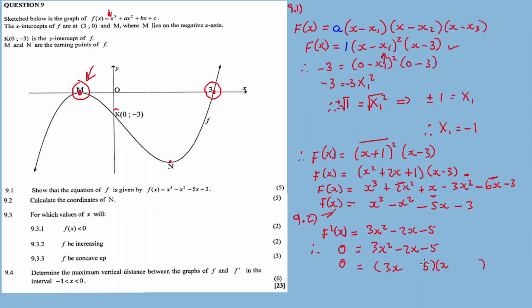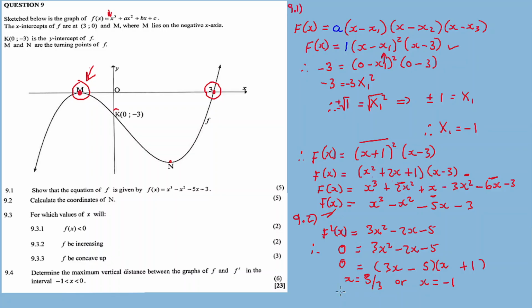So 5 and minus... plus 1. So therefore x is equal to positive 5 over 3, or x is equal to minus 1.